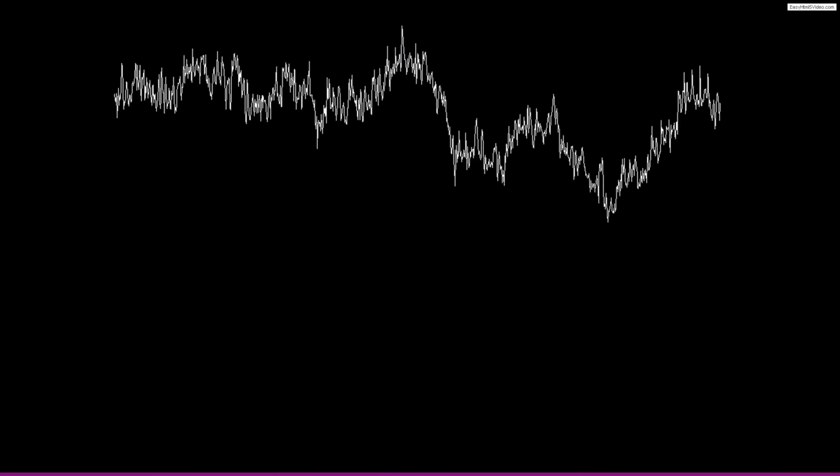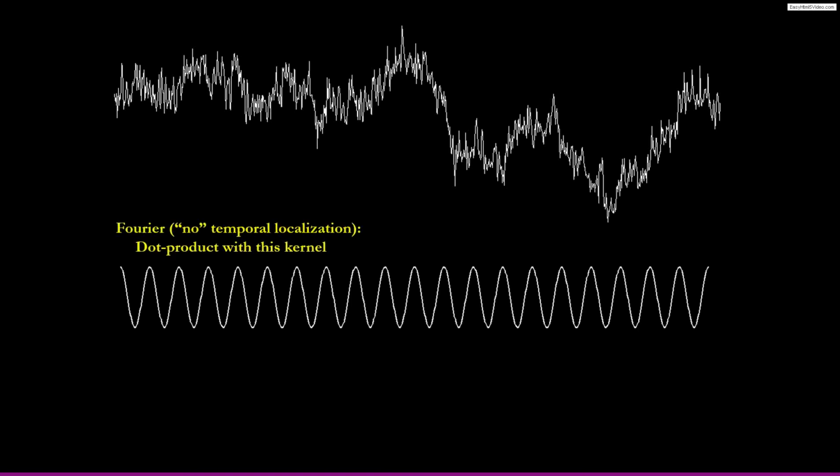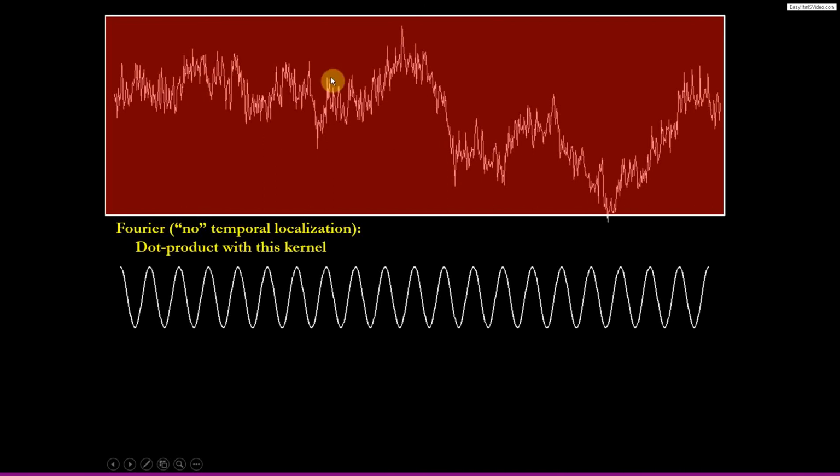The reason why the temporal information is hidden in the Fourier transform is that each step of the Fourier transform involves computing the dot product between a pure sine wave that is constant amplitude for the entire duration of the signal. So you can think about the weighting function of this step of the Fourier transform with these data. The weighting function would look something like this. So we are equally weighting all of the time points in the signal. And that's why we don't really get good temporal localization with the Fourier transform.